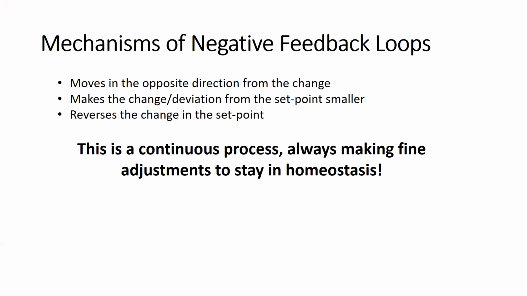Now, the change or deviation is going to become smaller. We also saw this with our blood pressure example. Again, if blood pressure is really high, whatever that change was, that degree of deviation would eventually become smaller or more diminished as that negative feedback loop closed.